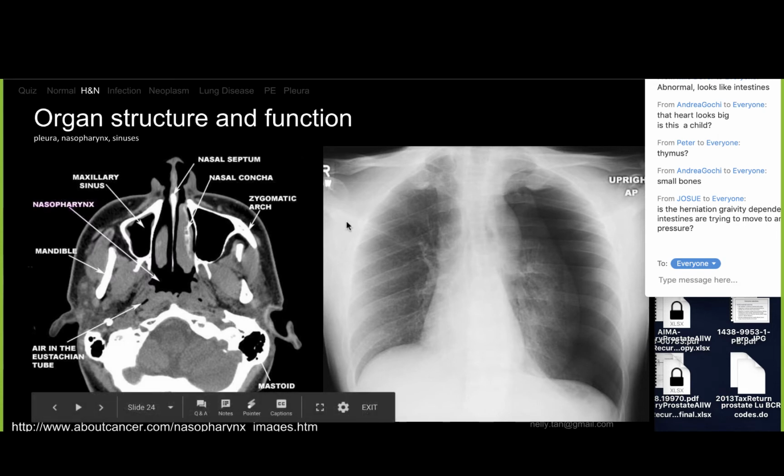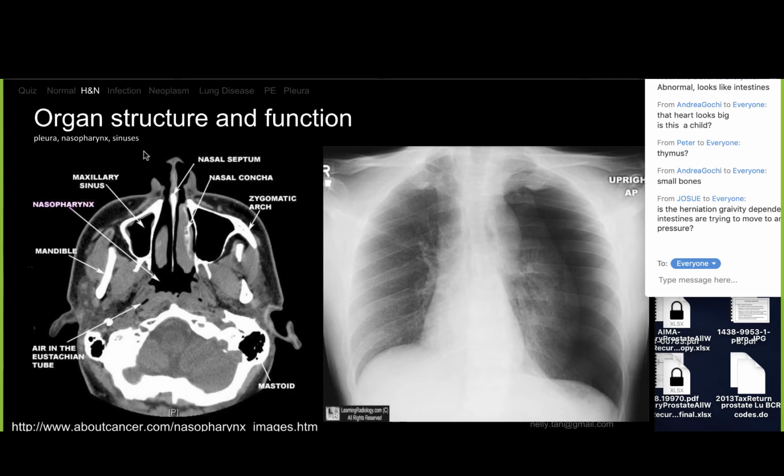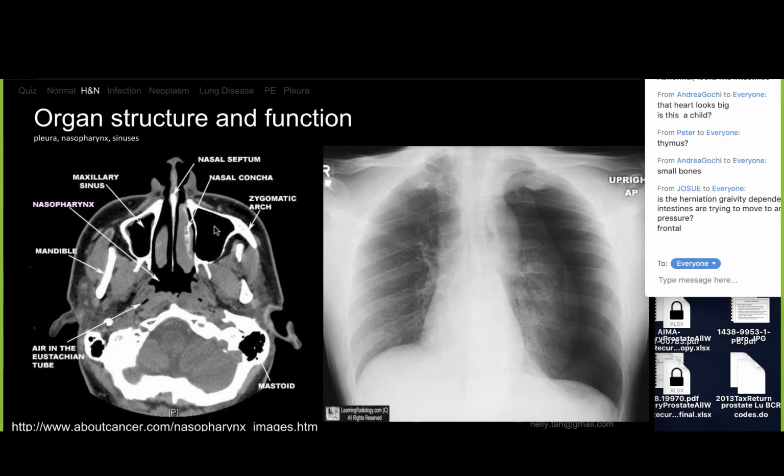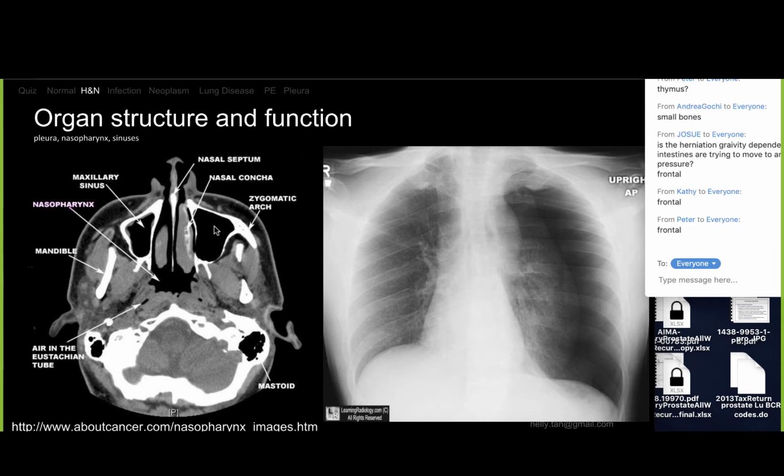Organ structures and function. So, review of the pleura, nasopharynx, and sinuses. So we have the nasopharynx, the head and neck part. We have several sinuses. This is probably the larger one, the maxillary sinus. And what are some of the other sinuses called? Frontal, good. What else?